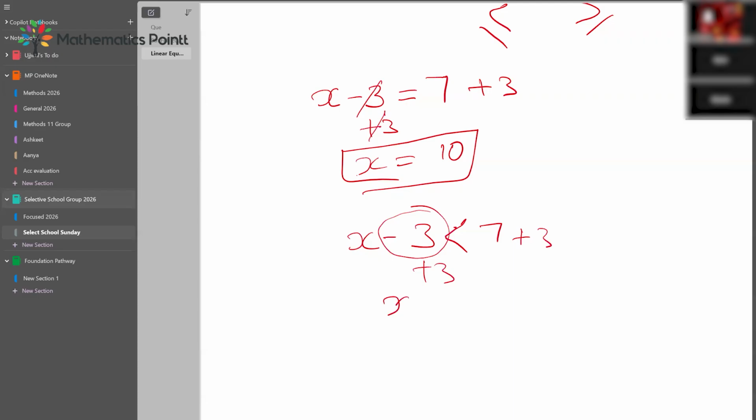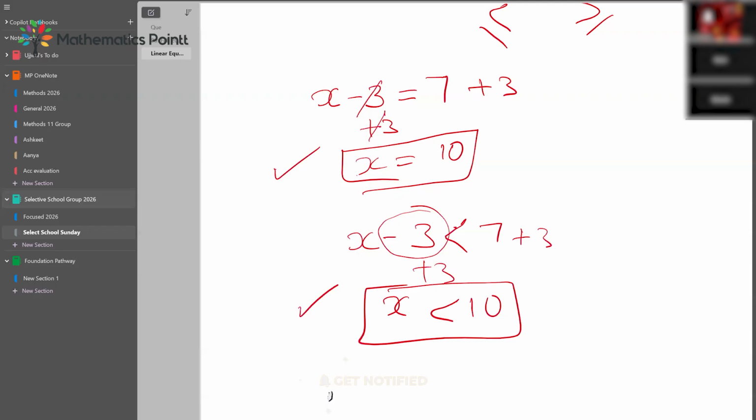So my x is less than 10. That's about it. There is absolutely no difference in the way an equality or an inequality is solved, at least for now.